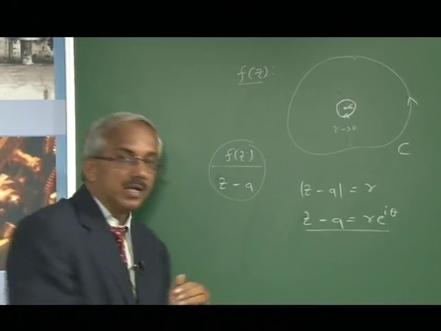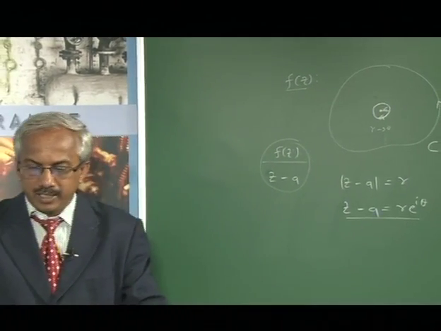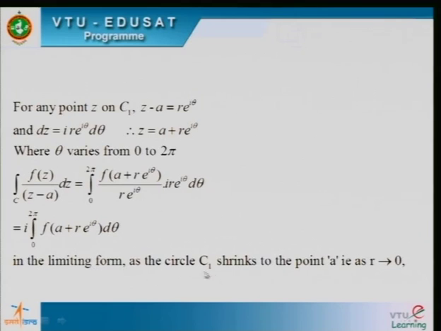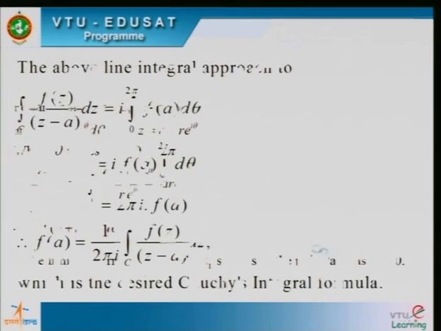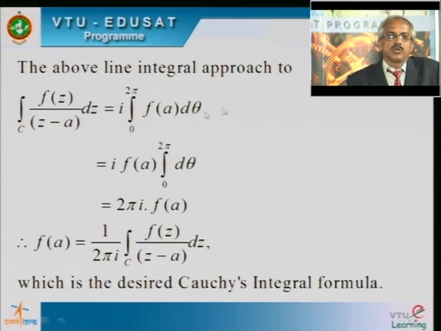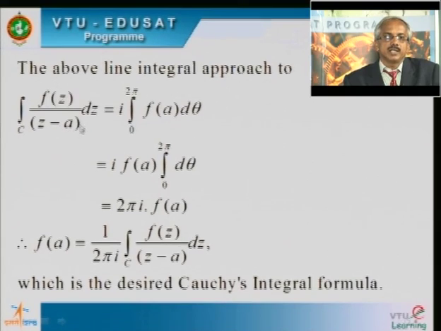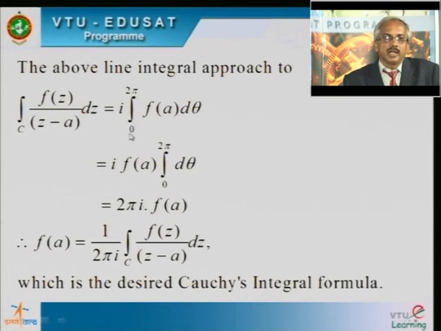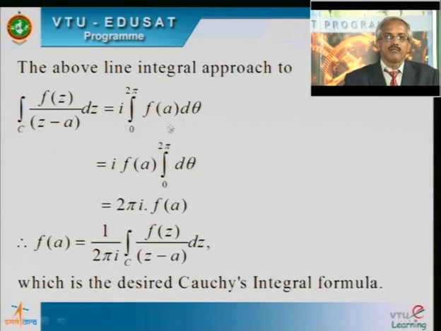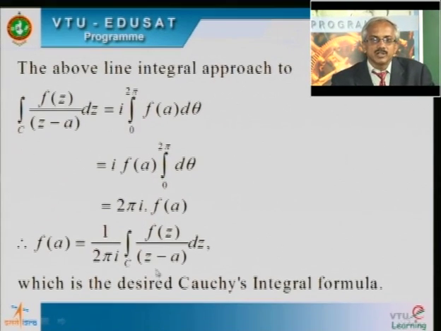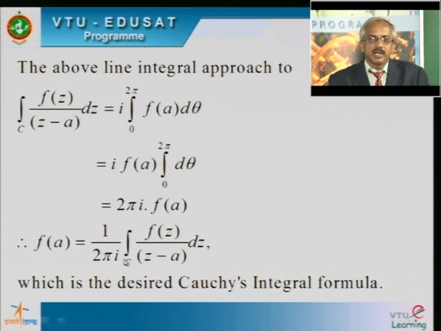In this situation, in the limiting form, as the circle C1 shrinks to the point A, that is R tends to 0, the above line integral approaches the integral along the curve C of f of z divided by z minus a dz, which is equal to I into the limit, theta varies from 0 to 2 pi, of f of a d theta. Then this gives that f of a is equal to 1 by 2 pi I times the integral along the curve C of f of z divided by z minus a dz.